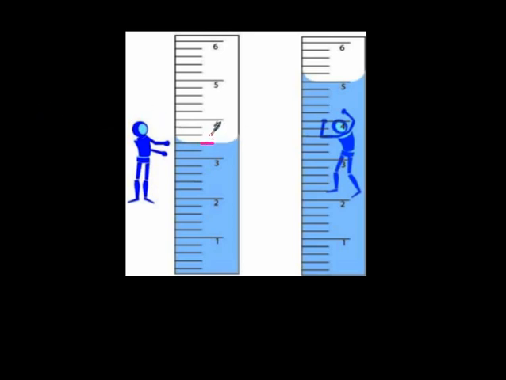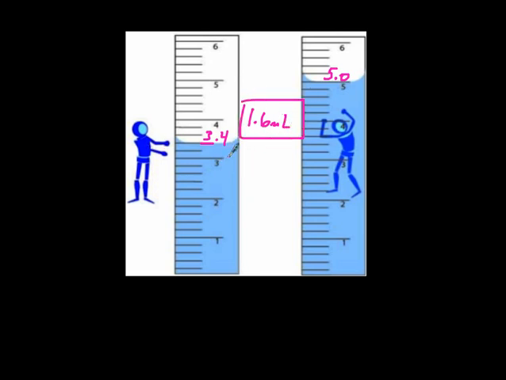So the water was originally at 3.4. After we dropped the toy in, it was 5.0. So you would find that difference. So that's going to be 1.6 milliliters. That's going to be the volume.